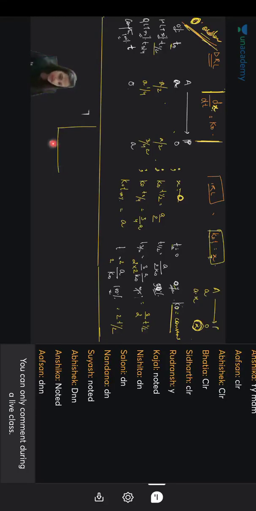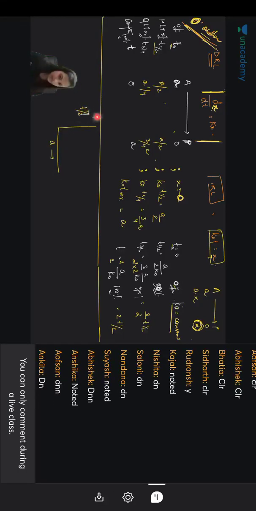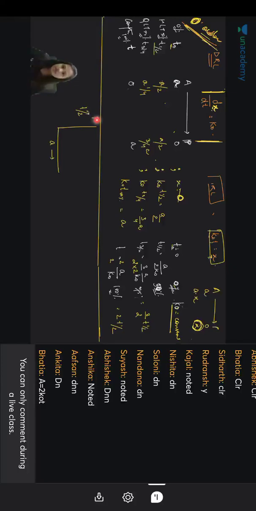Now the another thing which I'm asking you is, please tell me the plot between a and t half. Tell me the plot between a and t half. कहाँ से बताओगे? a is equals to 2 k naught t half. Okay. ठीक है fine. मतलब यहाँ से बताओगे, है ना? यहाँ से बताओगे.